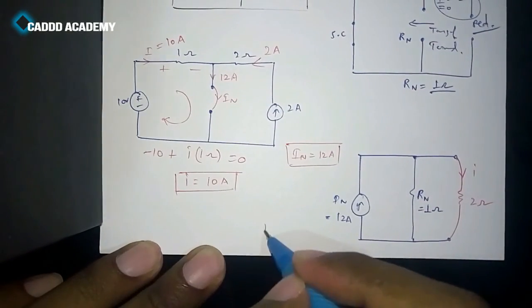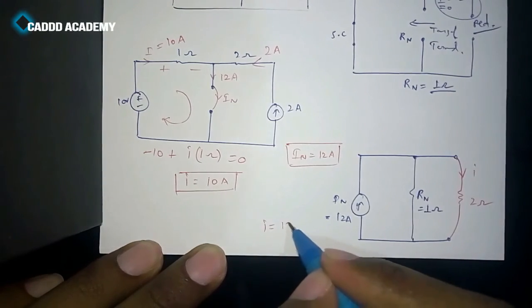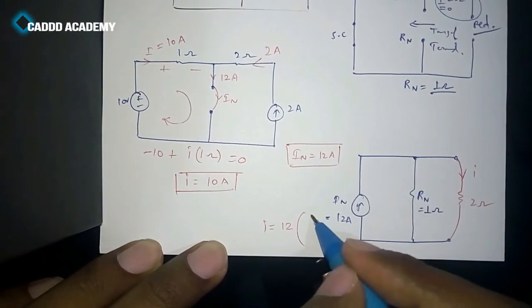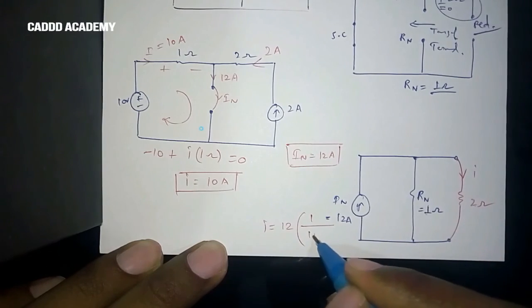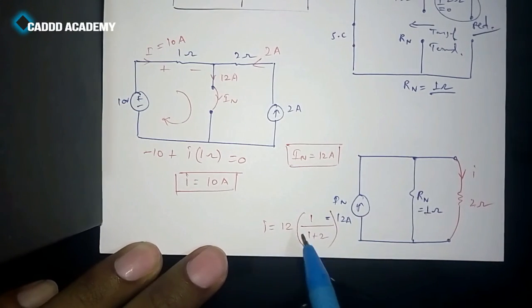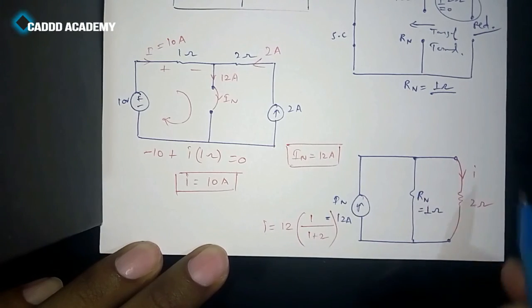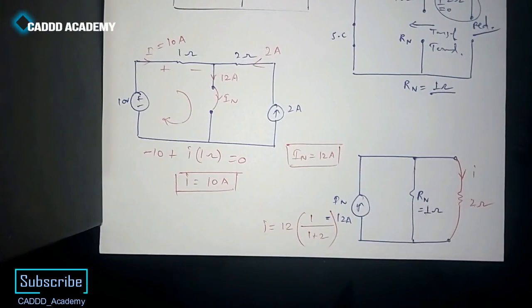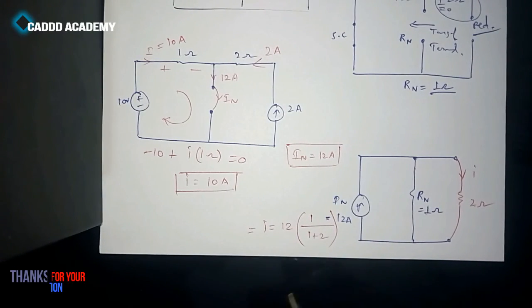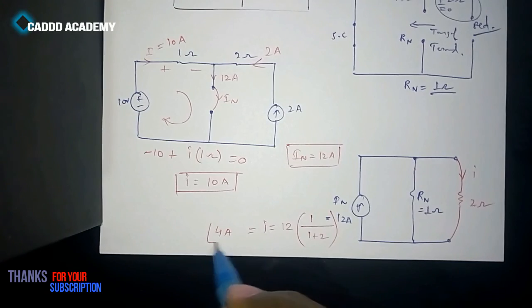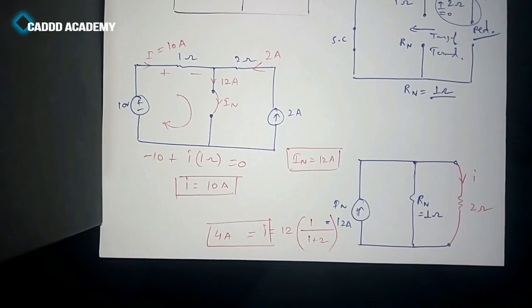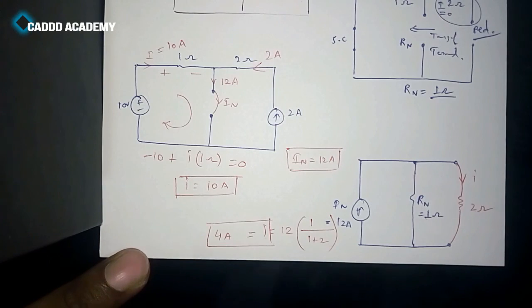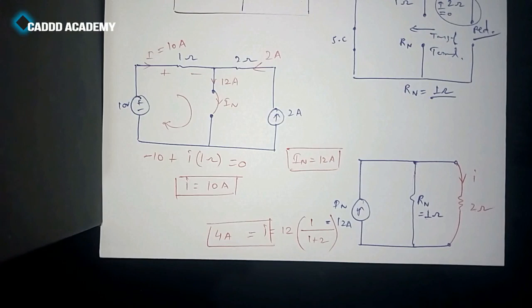So now I is equal to, by the current division rule, 12 into 1 by 1 plus 2. These both are in parallel, and current will be divided like this. So we have I as 4 ampere. By Thevenin's theorem we also calculated I is equal to 4 ampere, and here also we got I is equal to 4 ampere. So this was Norton's theorem.